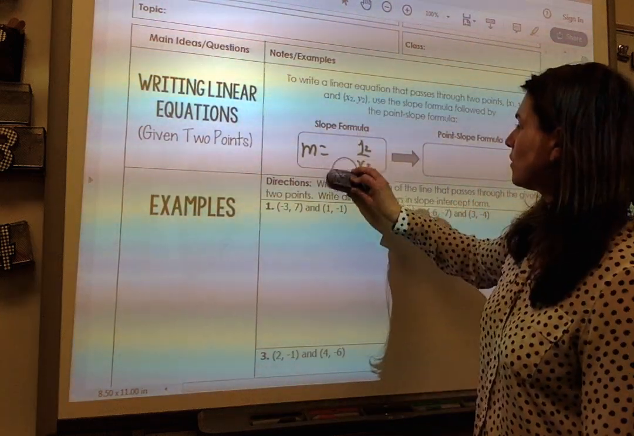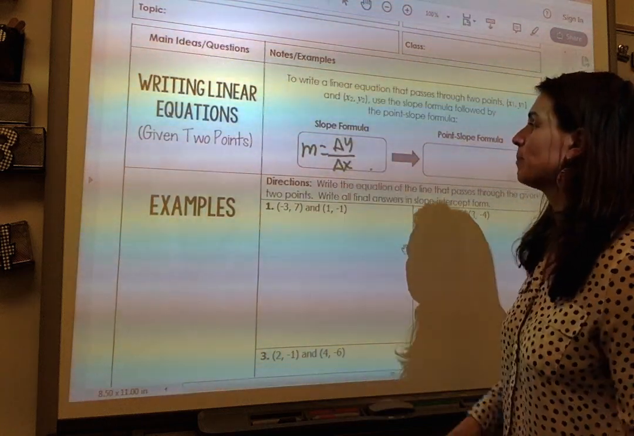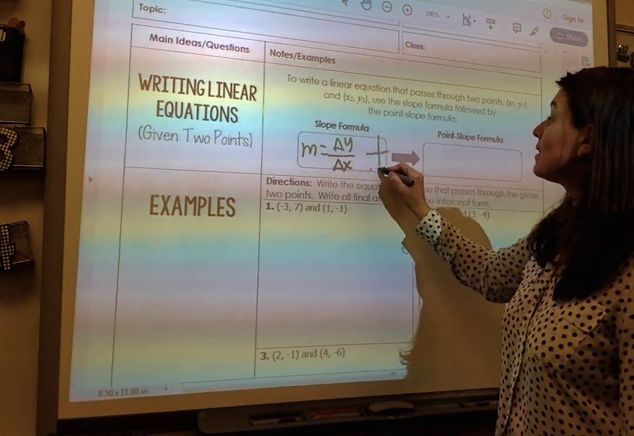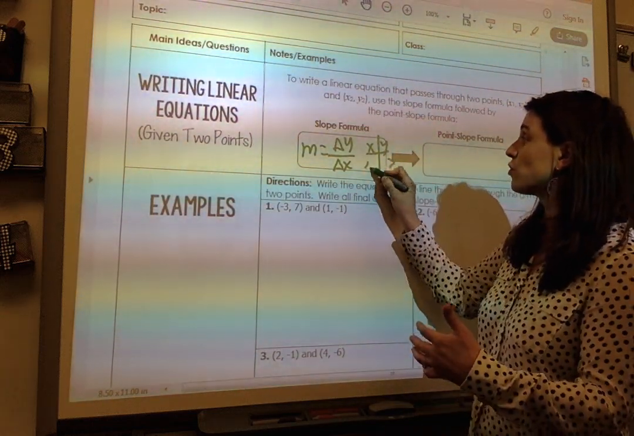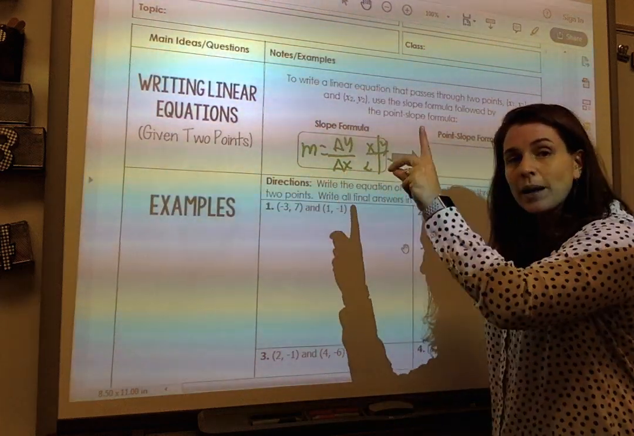That's why a lot of times you see the formula as change in y over change in x, because you can do it either way. Or you can make the table of values like we've done, notice your change in y over change in x, and then figure your slope out there. So that's the first part. We've got to be able to find the slope.